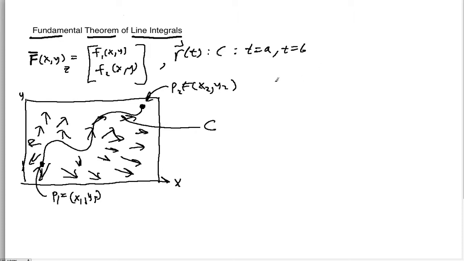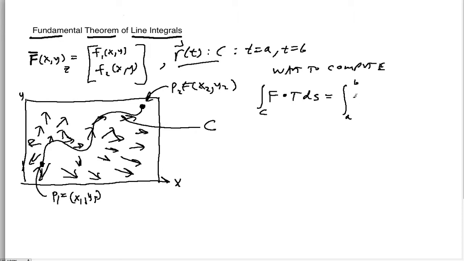And so we've learned before that we want to compute the line integral on this thing. To compute the integral over the path C of our function dotted with the direction we're headed times a small path length. We also learned that we can write this as the integral from a to b, once we have our parameterization, of F.